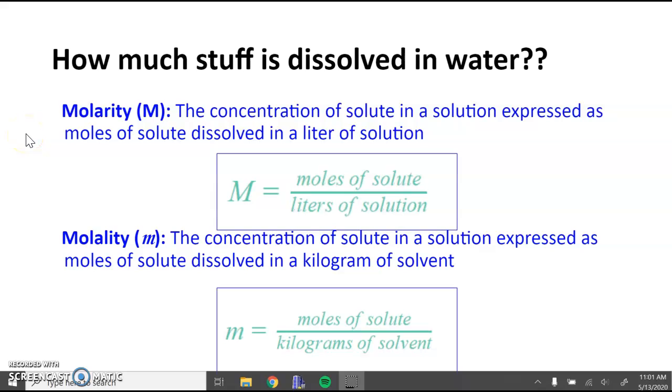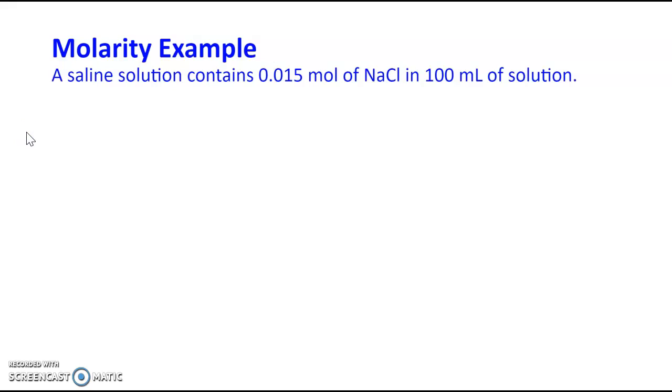Right, so we left off talking about molarity and molality, and now we want to practice using them in context. So here's an example of molarity. A saline, that just means salt, solution contains 0.015 moles of sodium chloride in 100 milliliters of solution.